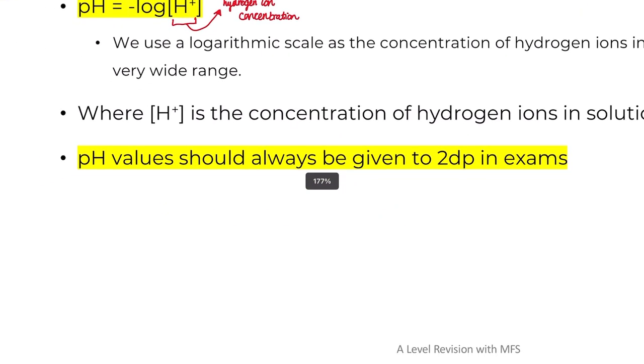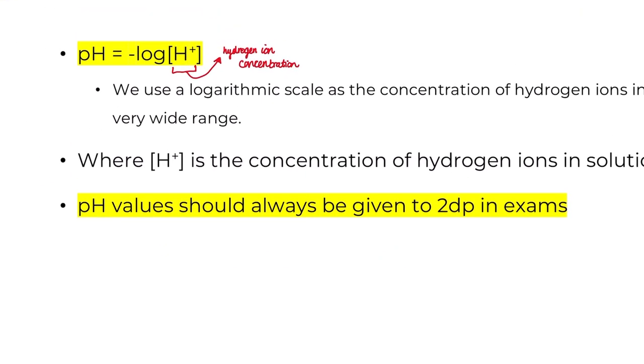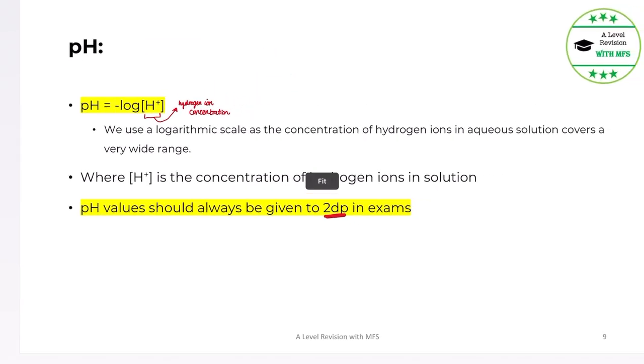And here's a really important exam point. The pH values should always be given to 2 decimal places in exams, and they normally have a mark for this, so make sure you give your answer to 2 decimal places because you don't want to lose a silly mark after you've done all the hard work.